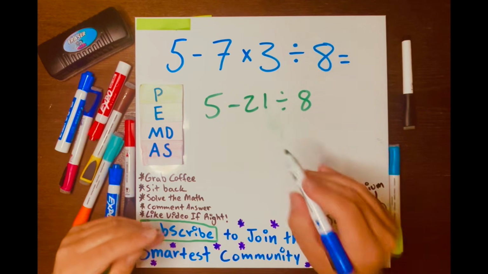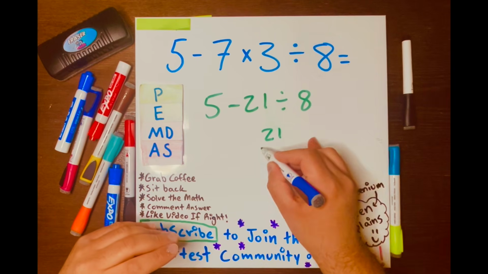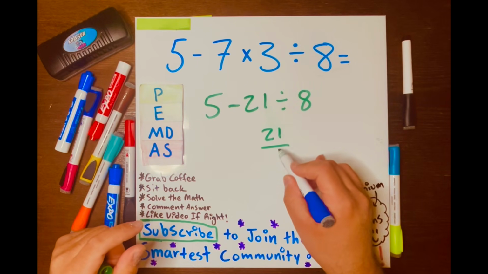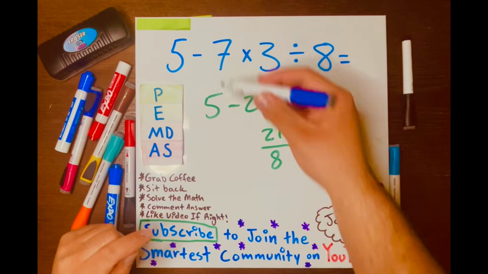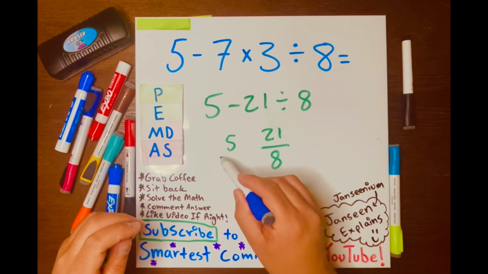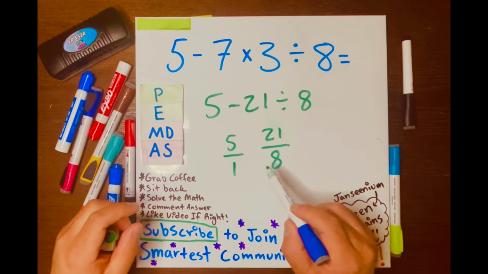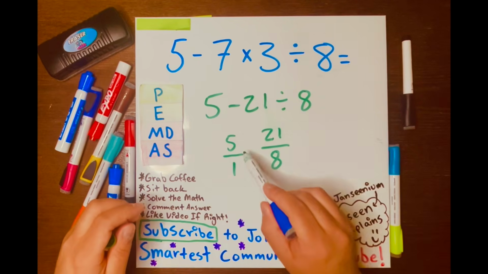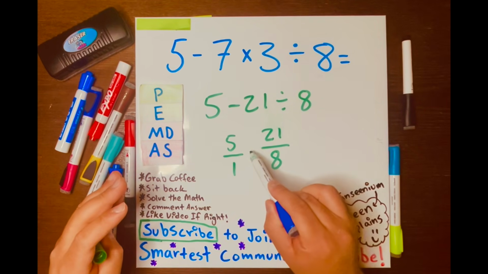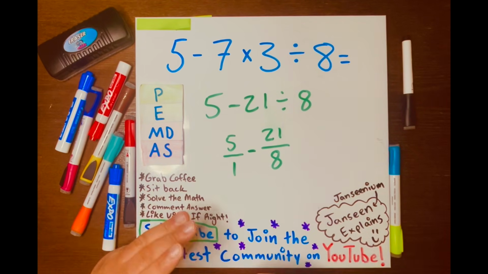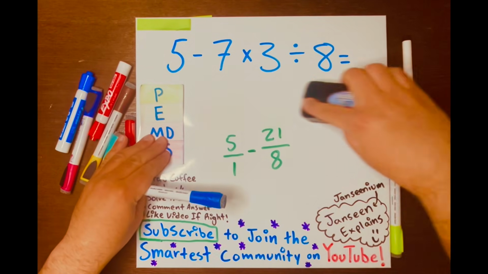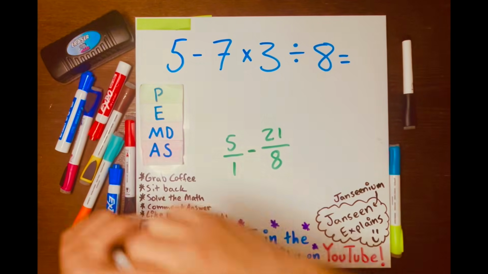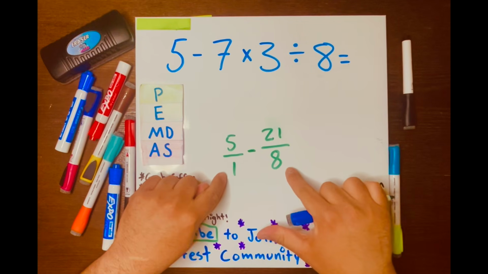I don't know. So I'll write it in fraction form to make the math fun and simple. 21 over 8. Now let's bring the 5 down, but in fraction form to make the math fun and simple. 5 over 1 equals 5, it does not change the 5. And let's bring that minus sign down. Now we are looking at two fractions. We're subtracting, but the denominators are different.